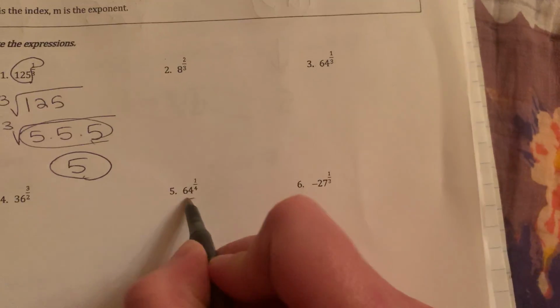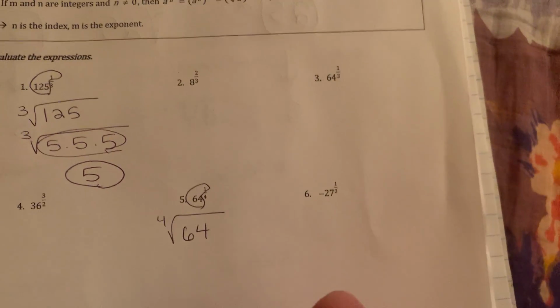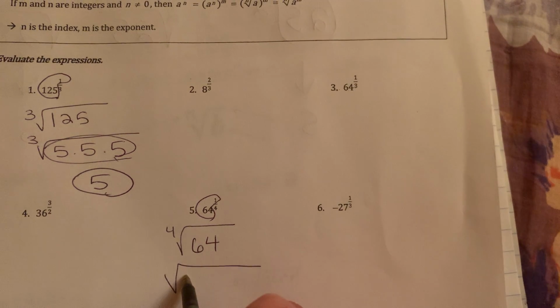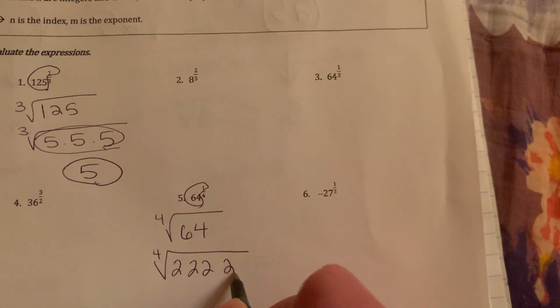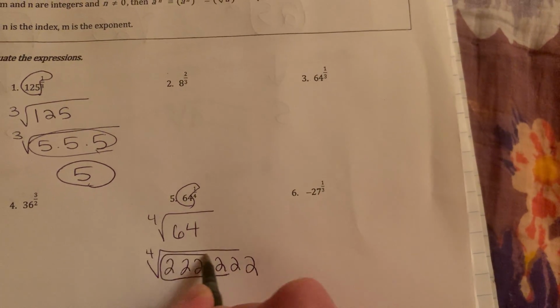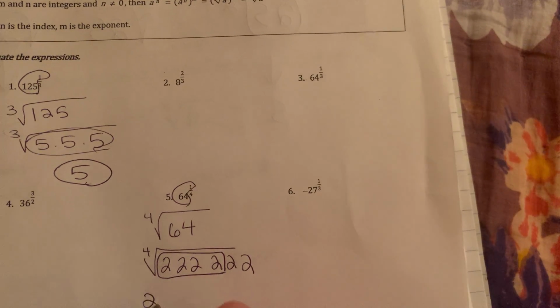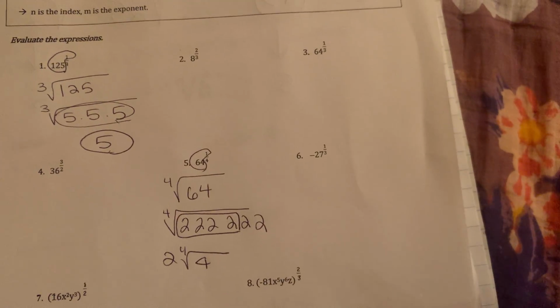When you have 4th roots, that means you need 4 numbers. So it's saying 8 times 8, or 2 times 2 times 2 times 2 times 2 times 2. So you need a group of 4. That's the answer. If it's not pretty, that's fine. Okay, so we're touching upon that.